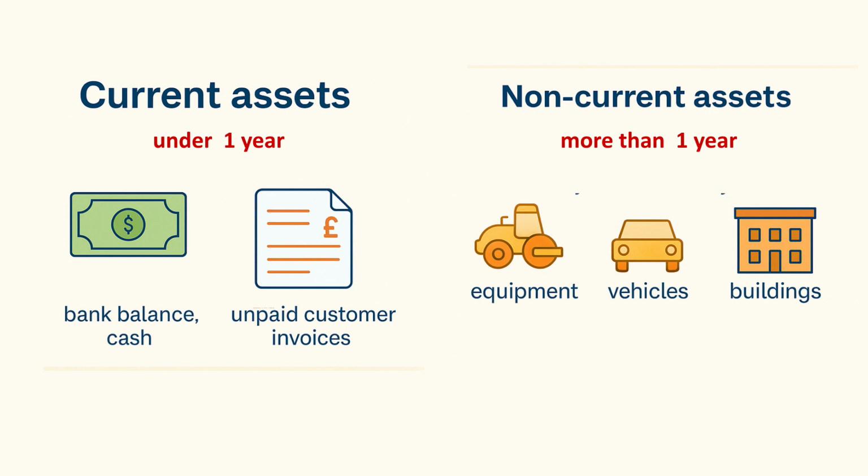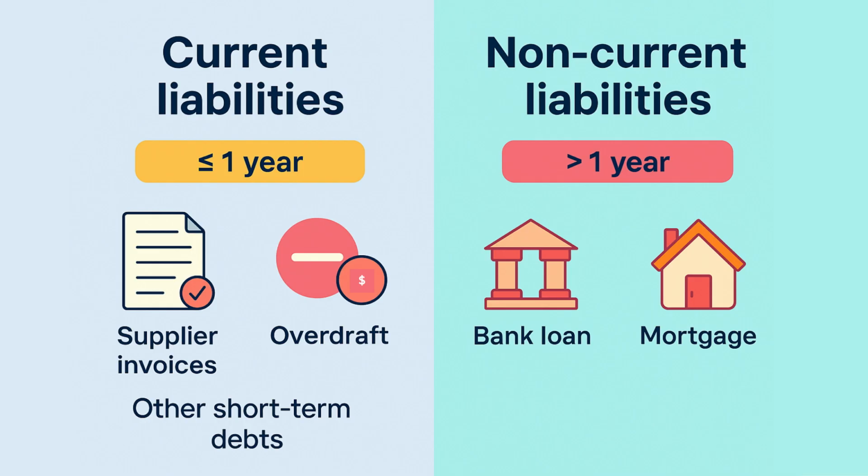Non-current assets, also called fixed assets, are assets the business uses for longer periods, usually more than a year. Examples: equipment, vehicles, buildings. The same logic applies to liabilities. Current liabilities are debts the business expects to pay off within 12 months, like supplier invoices or short-term overdrafts. Non-current liabilities are longer-term debts, like bank loans or mortgages that will take years to repay.